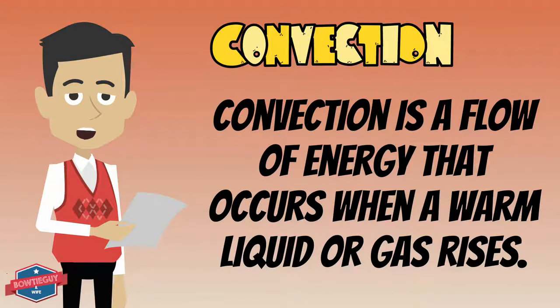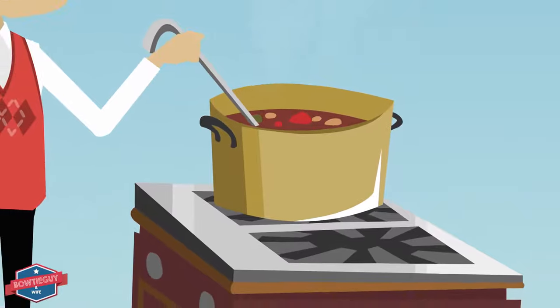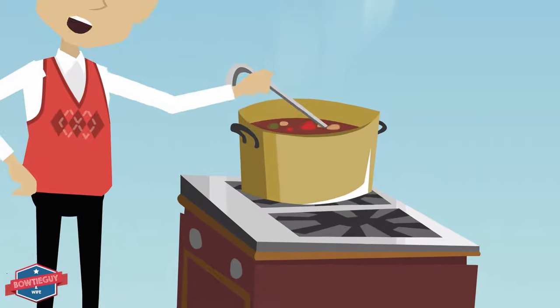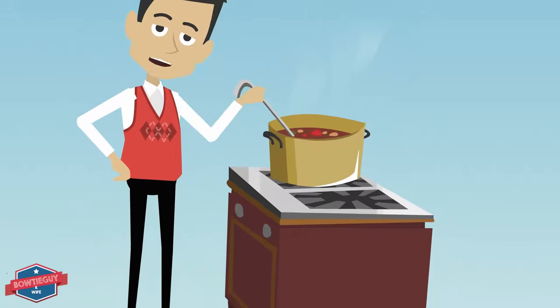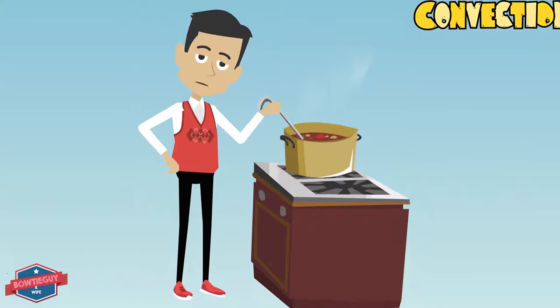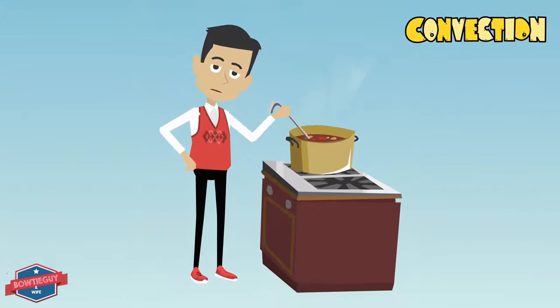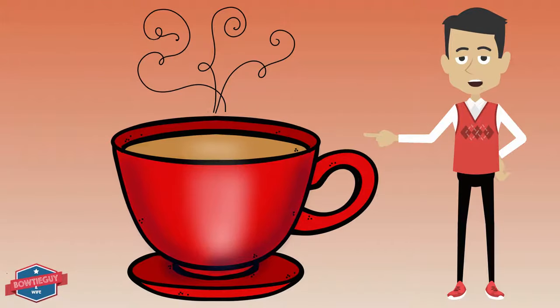Convection is a flow of energy that occurs when a warm liquid or gas rises. The soup in this pot is a great example of convection. Heat is conducted from the hot burner to the pot, and then to the soup at the very bottom of the pot. Then convection heats the rest of the soup. The warm water rises and the cooler water sinks. This is convection. This cup of coffee here was heated using convection.